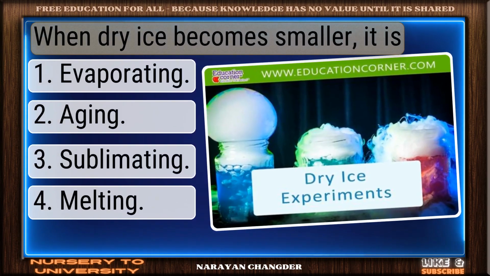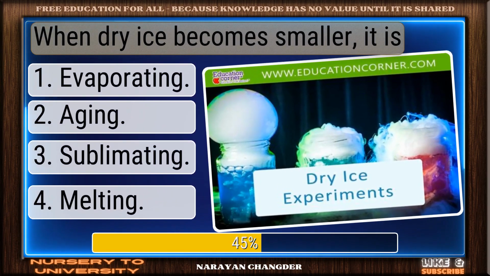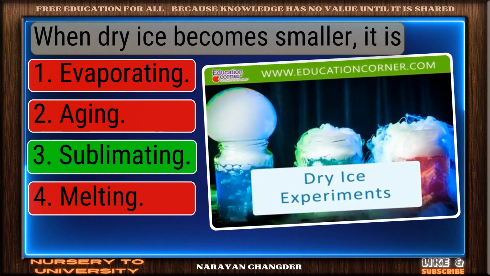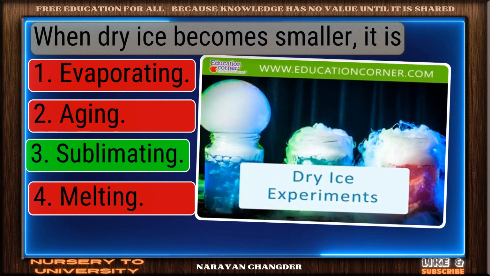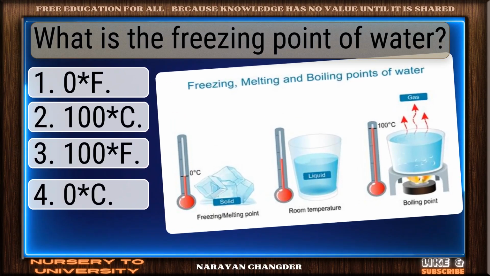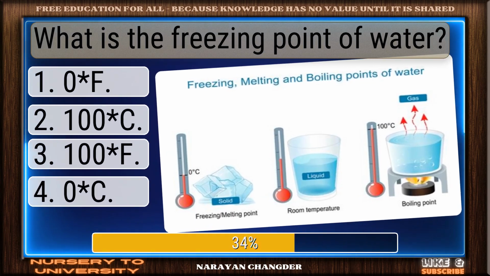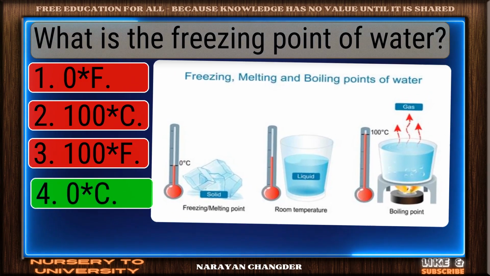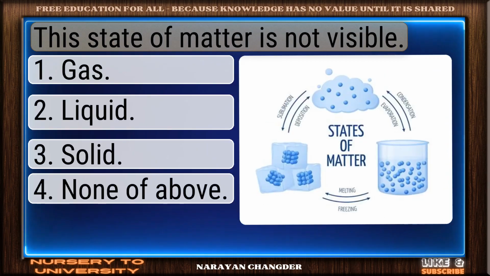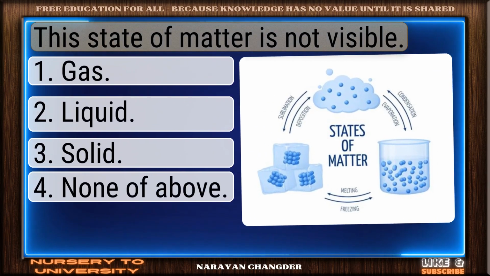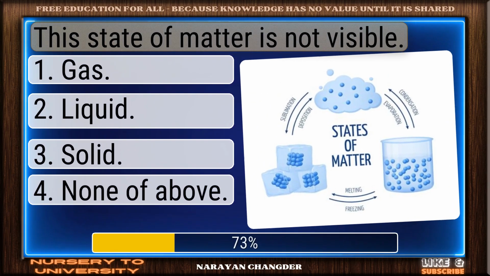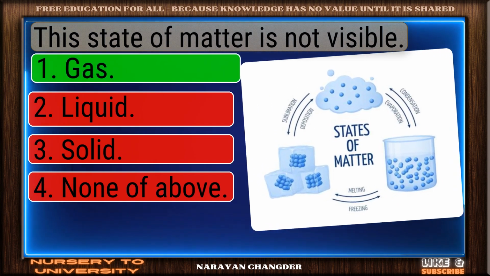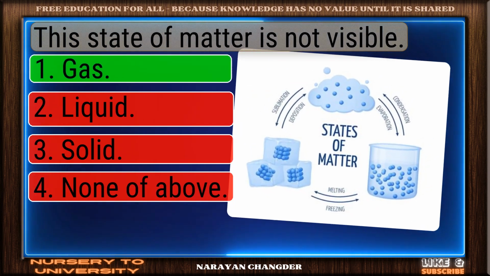When dry ice becomes smaller, it is... Correct. Sublimating is the right answer. What is the freezing point of water? Sharp thinking. Zero C is the right choice. This state of matter is not visible. Great job. Gas is the accurate answer.